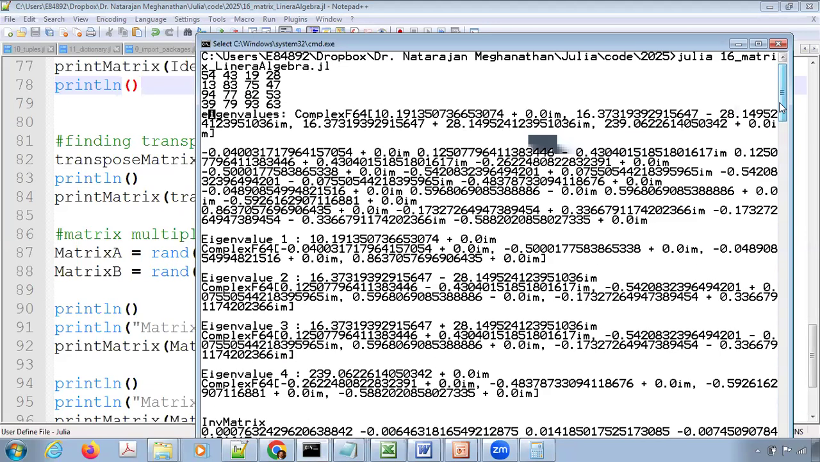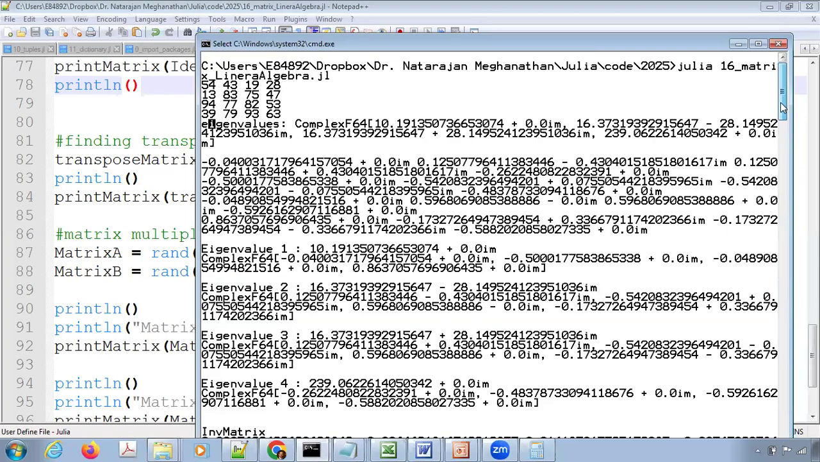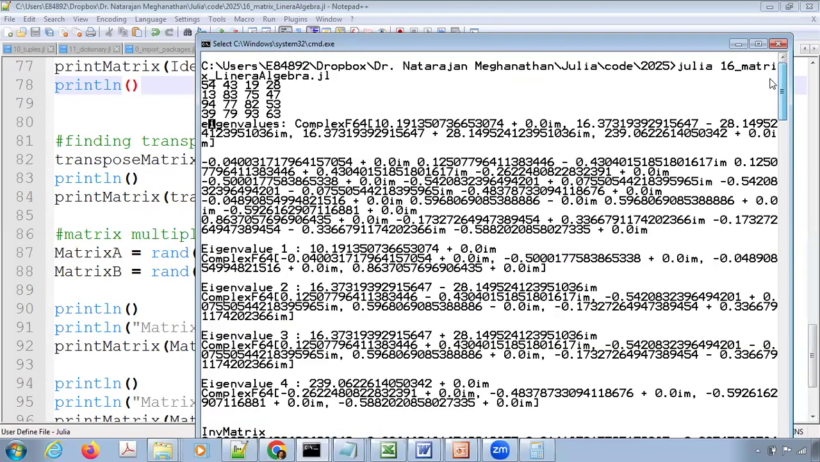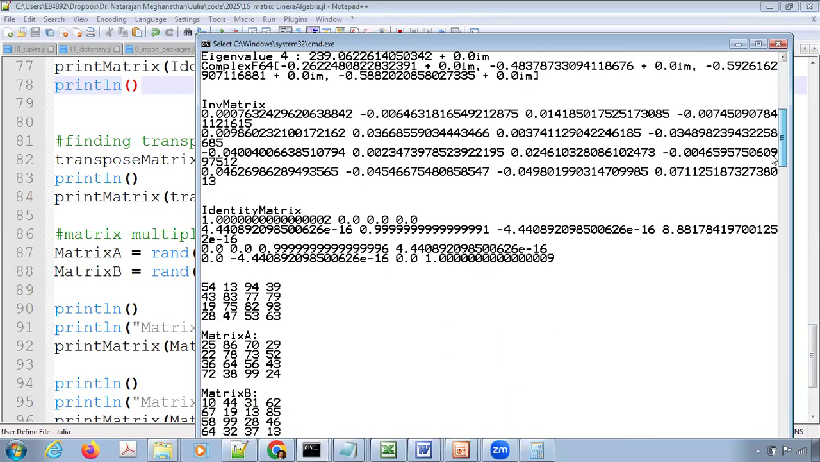Then 43, 83, 77, 79 will be the second row. Then 19, 75, 82, 93 will be the third row. 28, 47, 53, 63 will be the fourth row. That's the transpose. Okay.